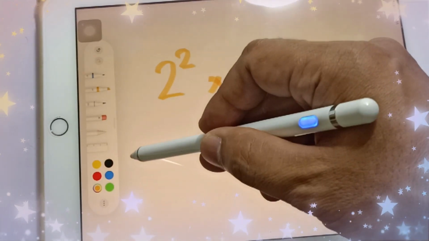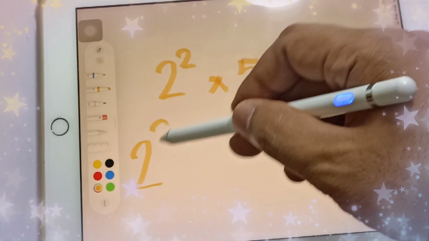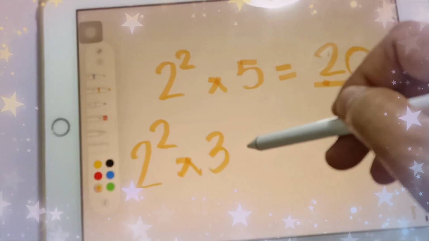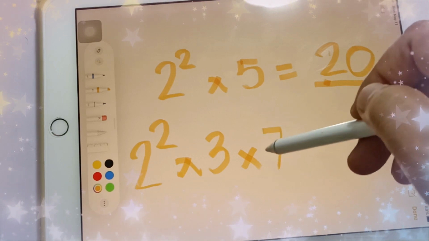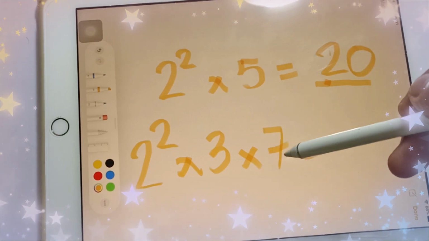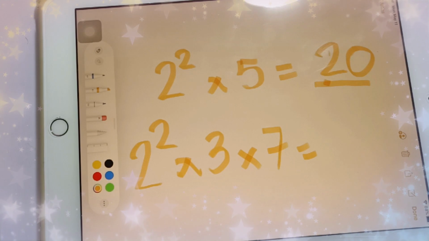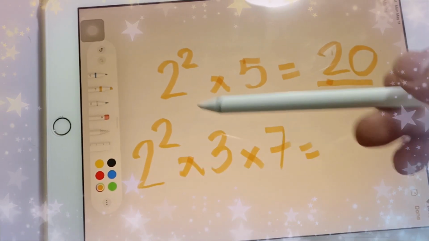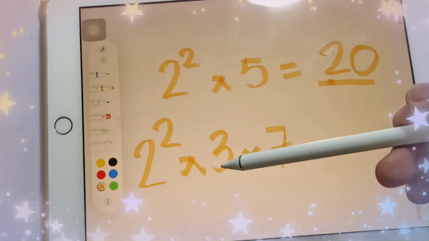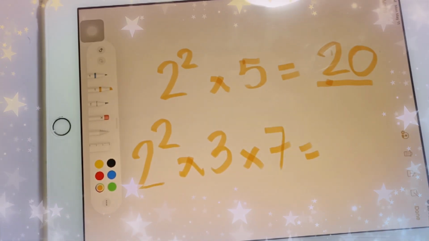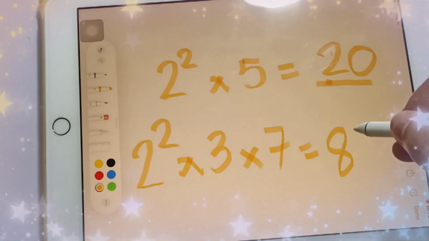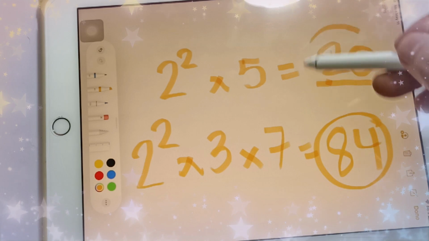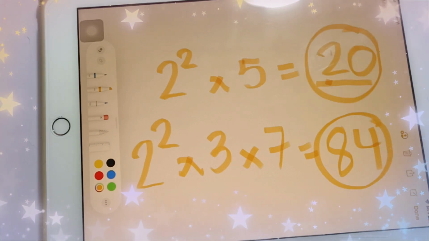One more. If you have 2 squared times 3 times 7, is 7 a prime number? Yes. So what is 2 times 2? That is 4, times 3 is 12, times 7 is 84. So the unknown number is 84, and the first one is 20.